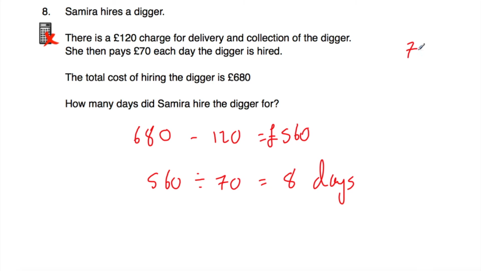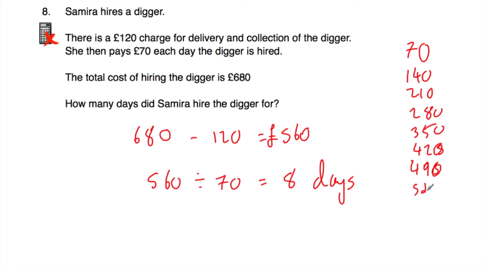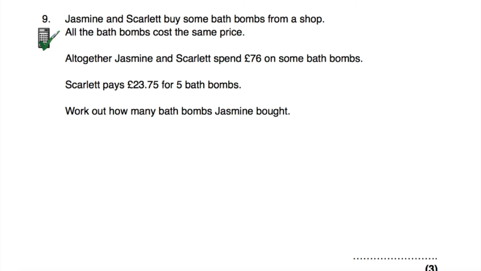Another way to consider that is you can consider your 70 times table, so 70, 140, 210, 280, 350, 420, 490, and 560. And as you can see, that means that Samira hired the digger for 1, 2, 3, 4, 5, 6, 7, 8 days. And that's it. So how many days did she hire the digger for? The answer is 8.